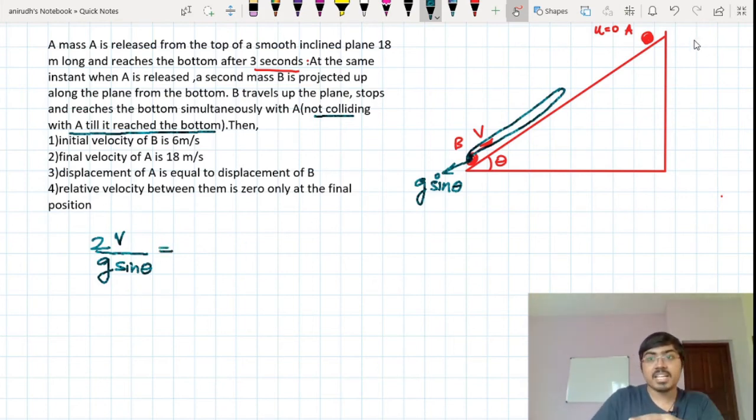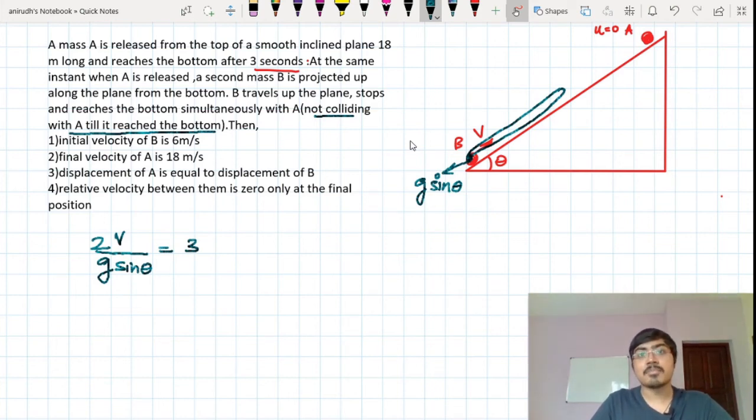Now see, A is taking 3 seconds to reach here. That is the same time taken by B to reach all the way down. So this is equal to 3. Fine. So this is my first equation. Another thing that I can do is that, see, both of them are colliding at the bottommost point.